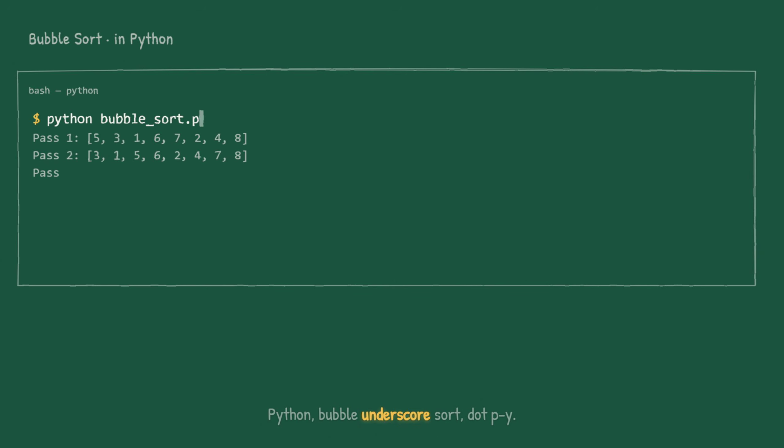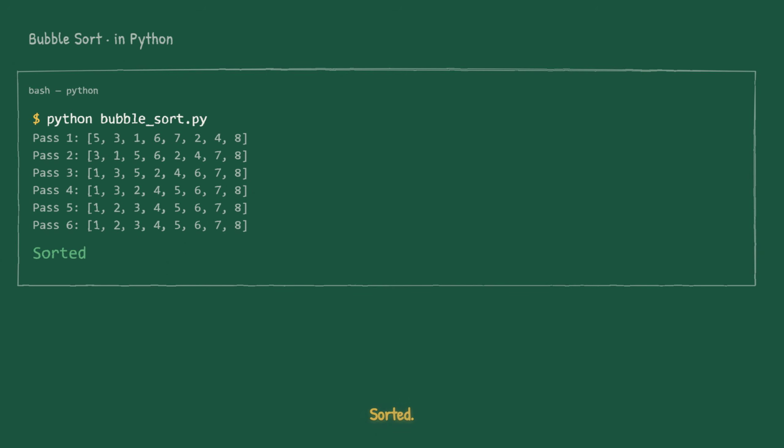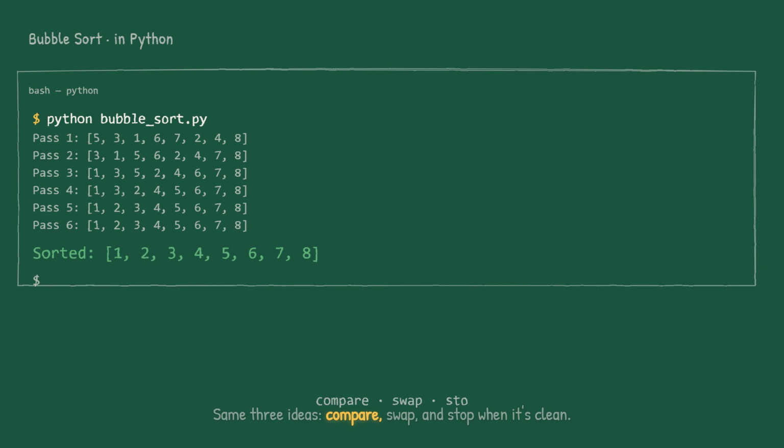Now let's run it for real. Python, bubble_sort.py. Sorted, 1 through 8. Real, running code. Same 3 ideas. Compare, swap, and stop when it's clean.